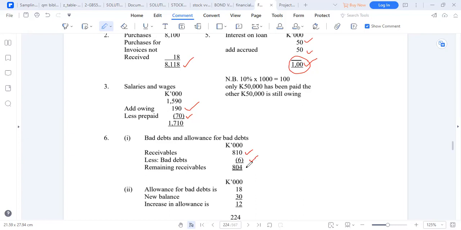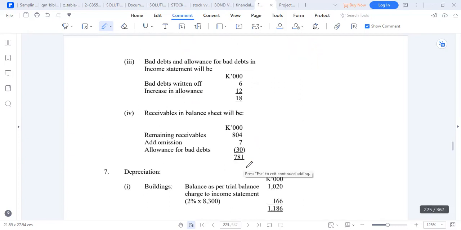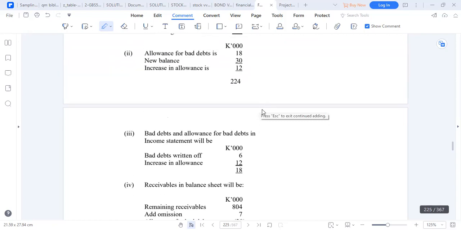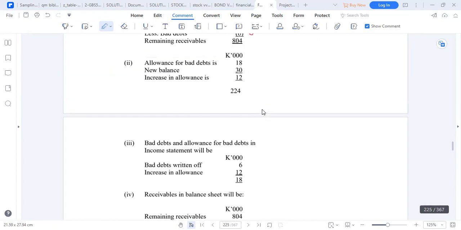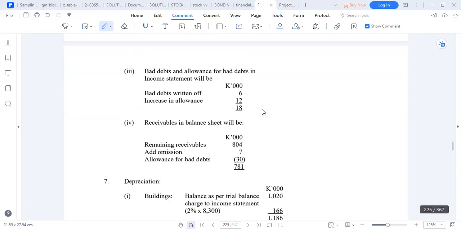But again, when we go to the balance sheet, so if we subtract the remaining receivables, which is 804, we add the omission of the 7, then we subtract the allowance for doubtful debts 30. So this is the new debtors figure.